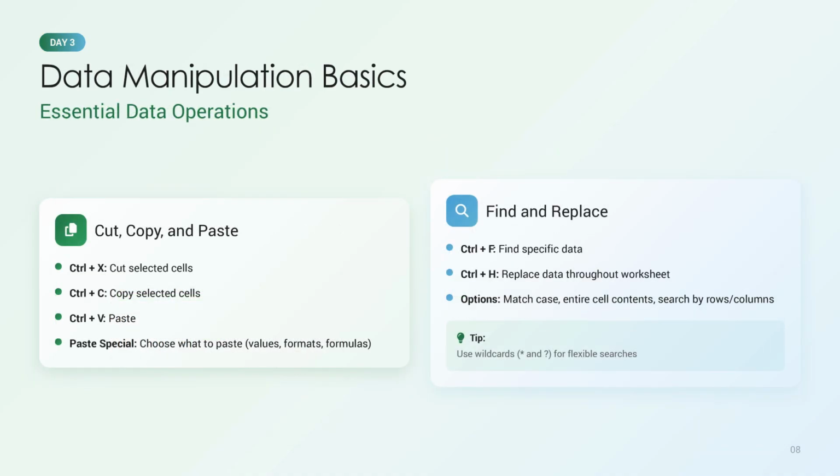Data Manipulation Basics. Now let's look at manipulating data. Use Ctrl plus X to cut, Ctrl plus C to copy, and Ctrl plus V to paste. Paste Special allows you to paste only values, formats, or formulas. For searching, use Ctrl plus F to find and Ctrl plus H to replace. You can also use wildcards like the star and question mark to perform advanced searches.